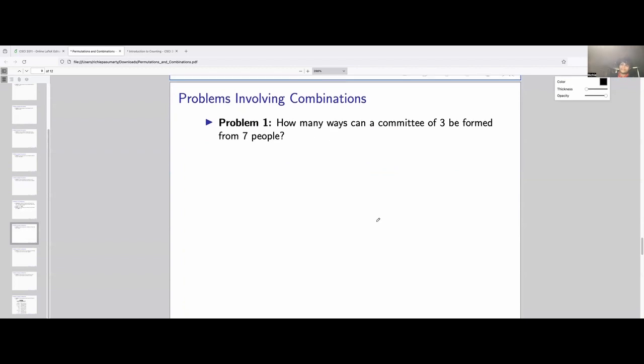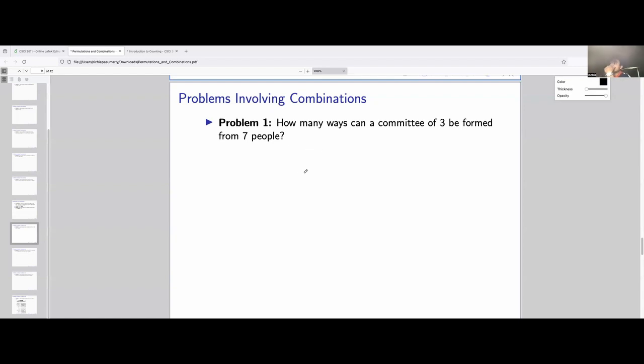All right, now let's go ahead and look at a few problems involving combinations. We did a problem really similar to this, but no worry, no harm in talking about the same ideas multiple times. So how many ways can we form a committee of 3 people from 7 people?